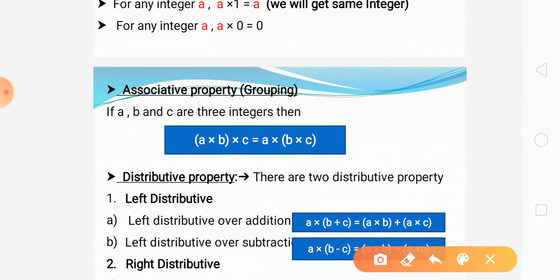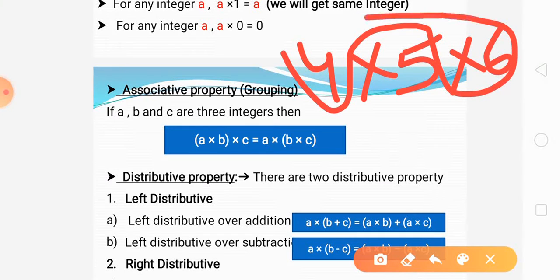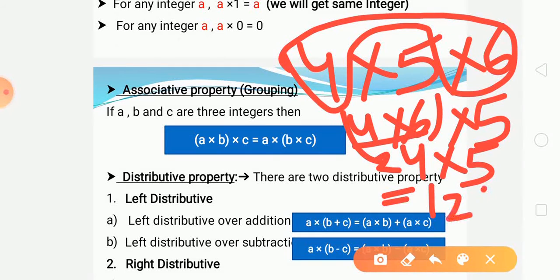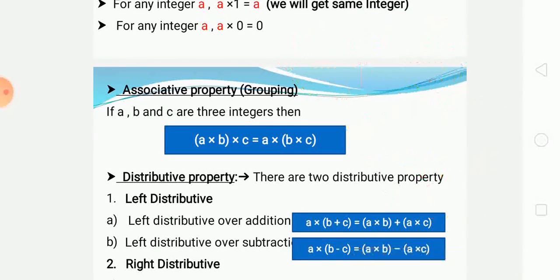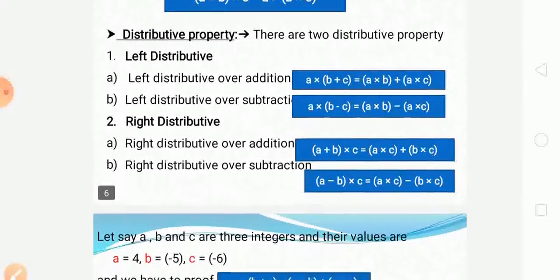One more thing, if I make a group of 4 and 6, then first I will multiply 4 into 6, then the answer of this 4 and 6 will be multiplied by 5. Again the answer will remain the same. 4 into 6 is 24, and then 24 into 5 is equal to 120. In all the three cases the answer will remain the same. That means integers are associative.